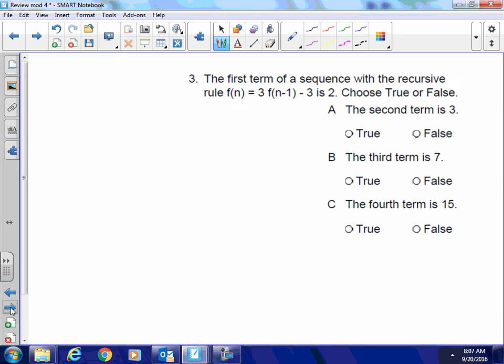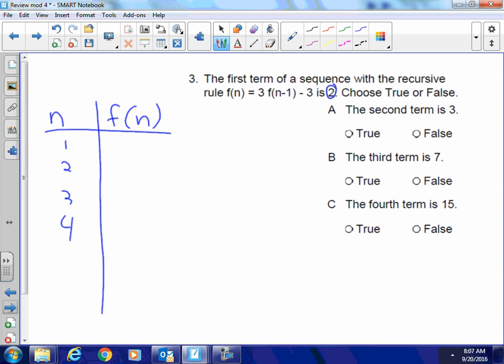Number 3, the first term of the sequence with the recursive rule given is 2. So choose the following. So let's make a table. Position number and our terms. Position numbers, we will do 1, 2, 3, and 4. I know I need to go as high as the fourth term. The first term is given as 2. And now with the recursive rule, when you're going for the second term, you will plug in the value for the first term.